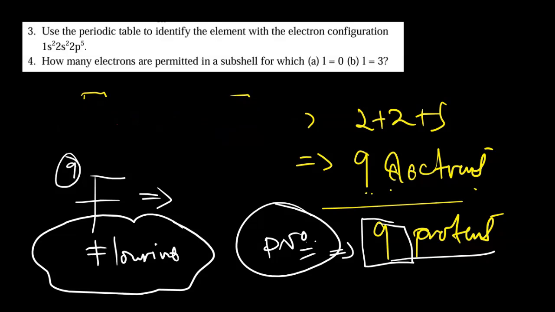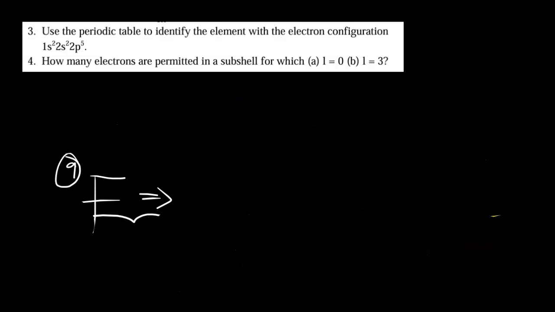And then let's look at question 4. They're saying how many electrons are permitted in the subshell. A, we have L equals 0, and here on B we have L equals 3. So what does L represent?